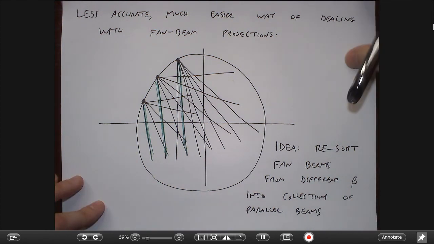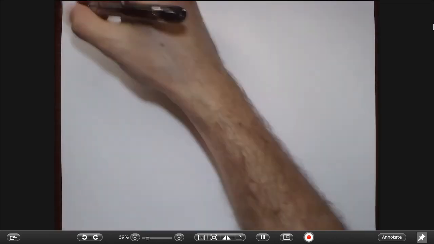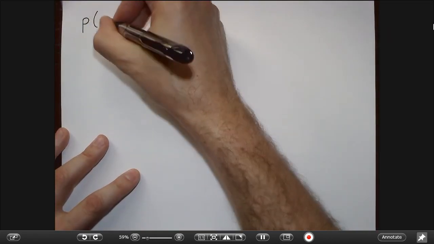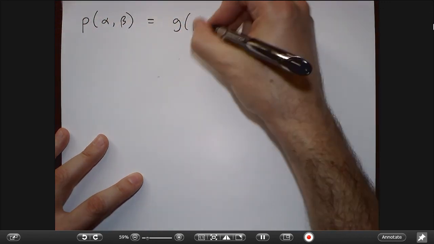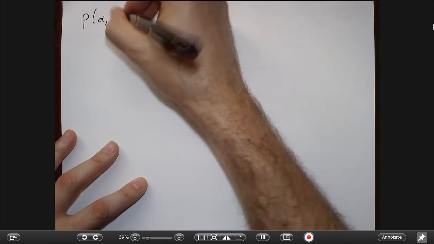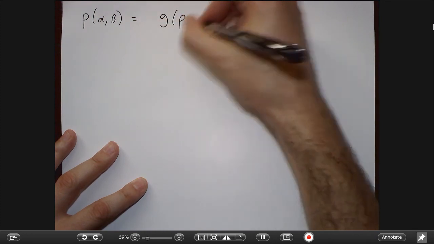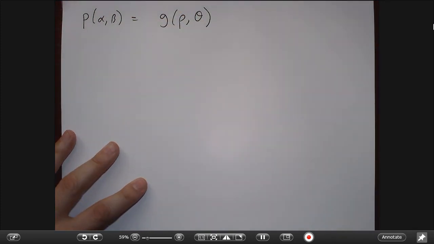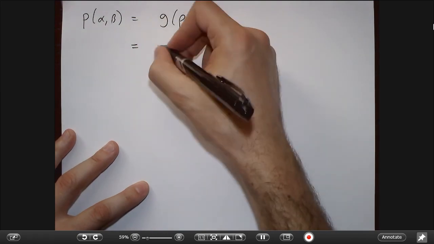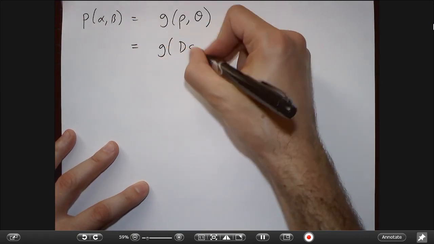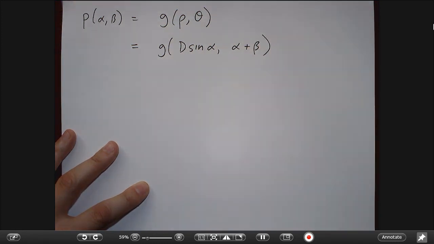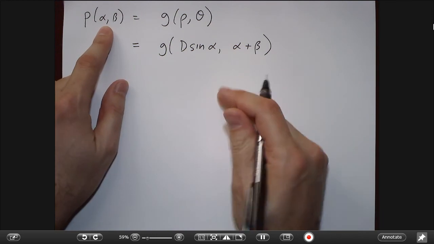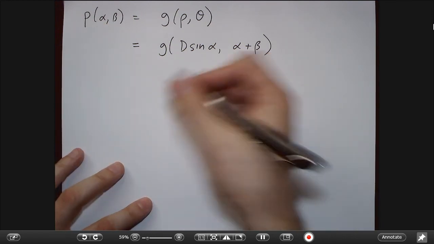And so mathematically, what does that mean? It's like saying that my alpha comma beta fan beam corresponds to some rho comma theta parallel beam. And the rho comma theta that I have is basically from a previous change of coordinates, right? This is how rho, theta, and alpha, beta are related. So this tells me which fan beam corresponds to which parallel beam.